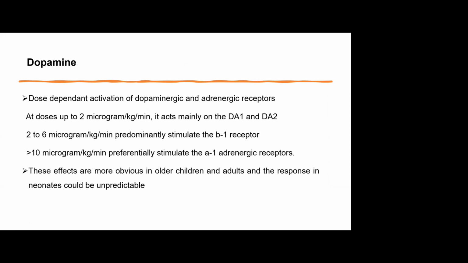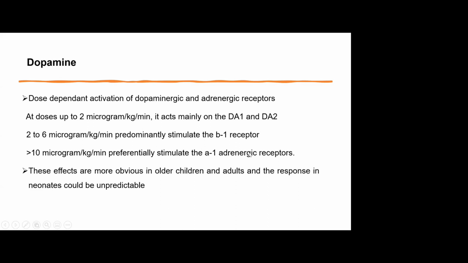So let's first look at dopamine. In the UK it's considered to be the first line inotropic support for a neonate coming to ICU. As we know, dopamine has a dose-dependent activation of the dopaminergic and adrenergic receptors, at doses up to 2 microgram per kilogram per minute. It is known to activate the DA1 and DA2 dopaminergic receptors, which are situated mainly in the splanchnic and the renal circulation, and it's known to mediate vasodilatation through these receptors. Whereas a higher concentration of 2 to 6, or more than 10, results in beta-1 and alpha-1 adrenergic receptor activity.